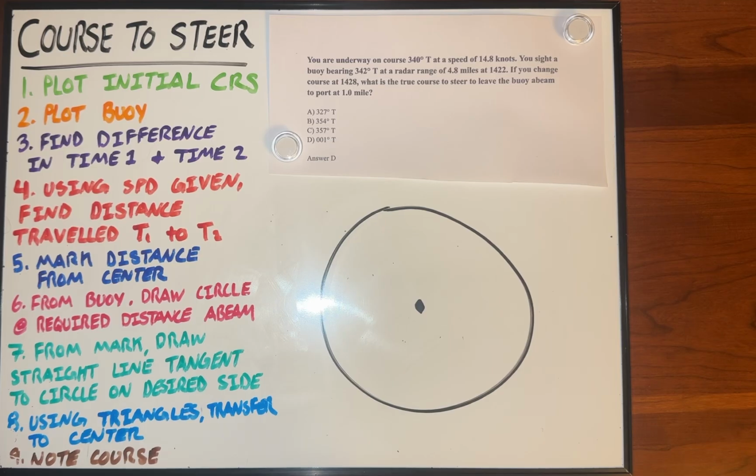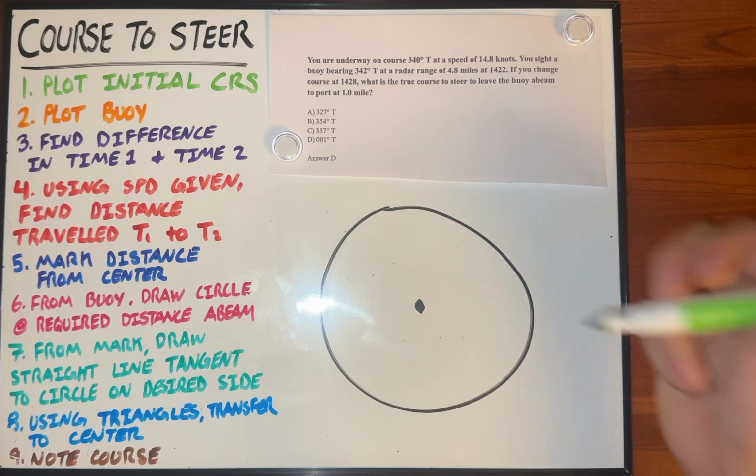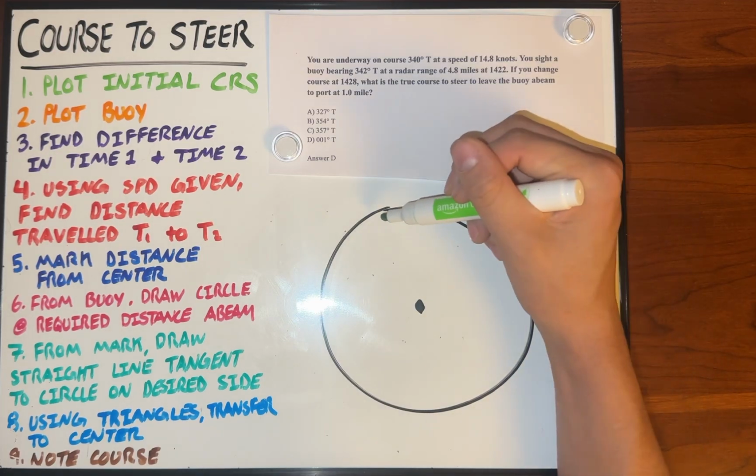So I'm going to start with a visual at the bottom. This isn't going to be to scale, obviously, but it is going to hopefully offer a better visual, because on the actual plotting sheet itself or the maneuvering board, things can get a little bit tight. So step one is to plot our initial course, 340.